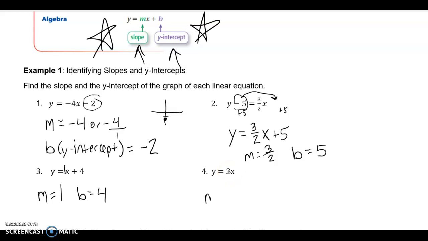On this one, our slope is 3. It's right there. y equals mx plus b. What in the world? There's nothing back there. Well, remember, when there's nothing as a number, that is a 0. So our y-intercept is a 0. So if there's nothing back here, put it in. That's a 0.